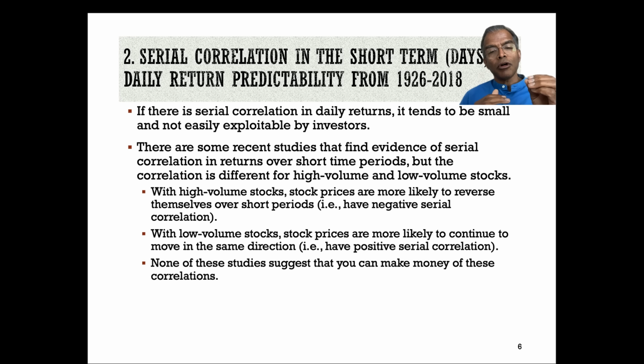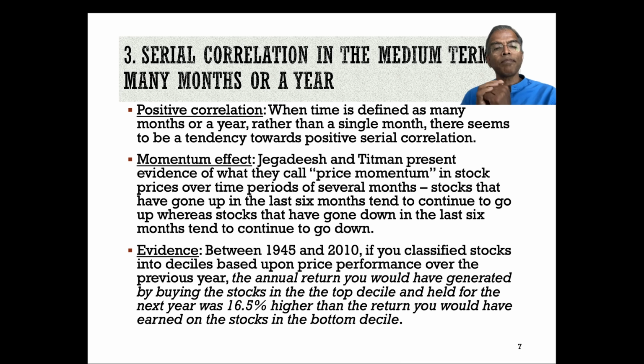With high volume stocks, there's some evidence of reversal, negative serial correlation over short periods. With low volume stocks, there's more evidence of positive serial correlation. And none of these studies find serial correlations that are large enough for you to be able to exploit to make money. So in the really short term, you've got this mix of negative and positive. The short term, you again have this mix, and in both cases, very difficult to take advantage of to make excess returns. You're saying, what happens if I go from days to months?